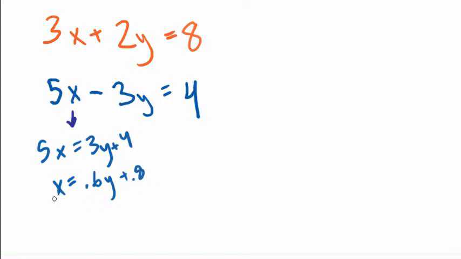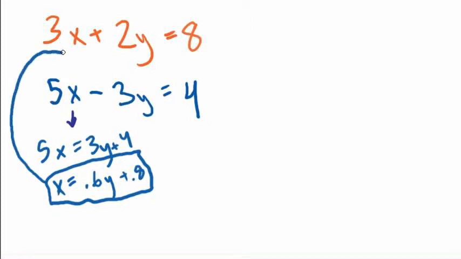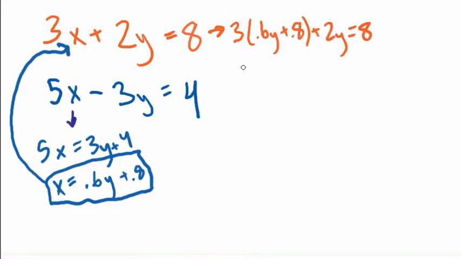And now what I'm going to do with this equation is I'm going to take it and plug it into the x of my other equation, which does a nifty thing. So let's plug it in and see what happens. Plus 0.8 plus 2y equals 8. Alright, and we have to multiply this out to simplify it. It'll be 1.8y plus 2.4 plus 2y equals 8.